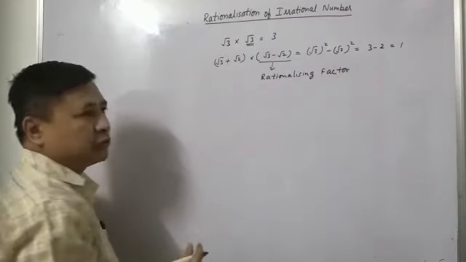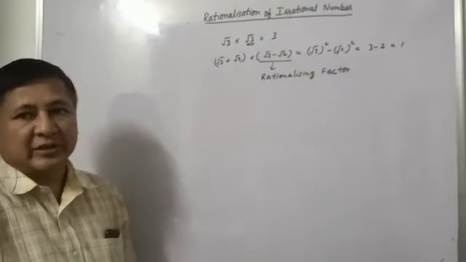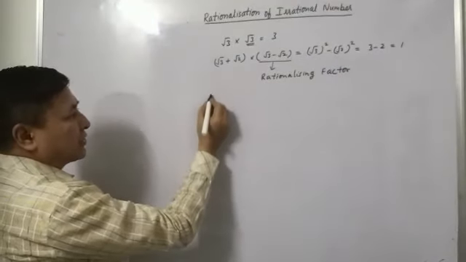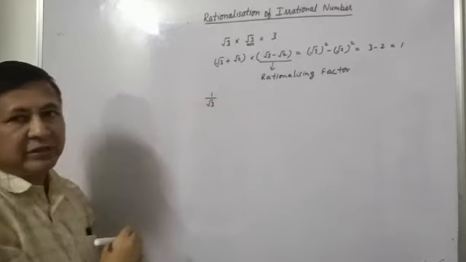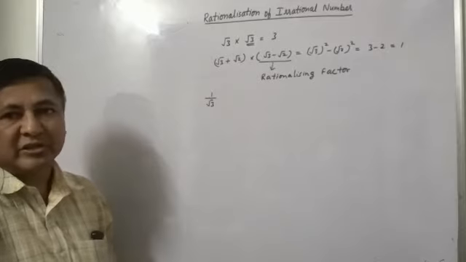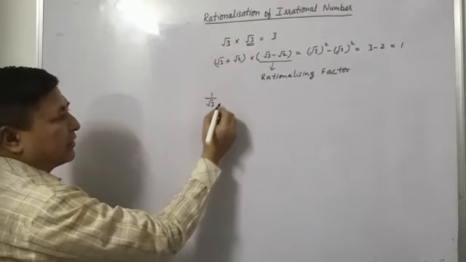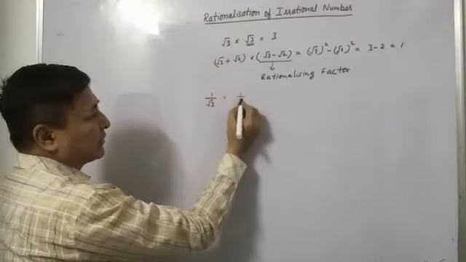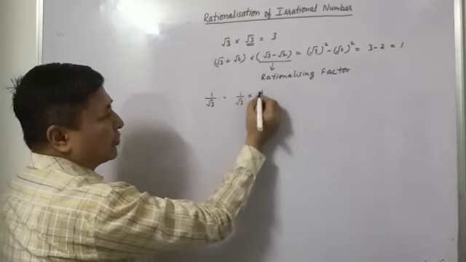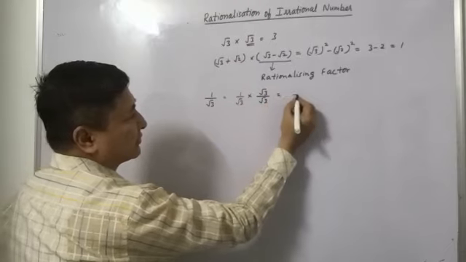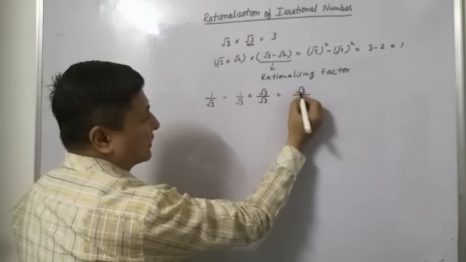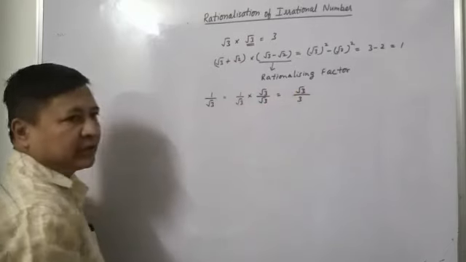Now we will do some questions based on rationalization of irrational numbers. The first question is to rationalize the denominator. In the denominator we have root 3, so we have to rationalize it. How can it be done? It can be done by multiplying the numerator and denominator by root 3. Root 3 into root 3 is 3, so we get root 3 over 3. Now in the denominator we have a rational number.